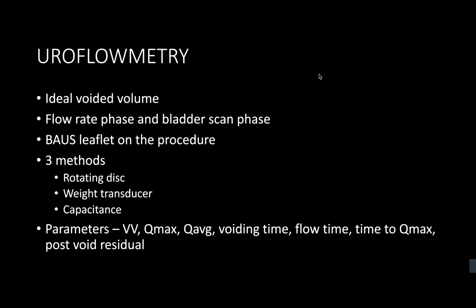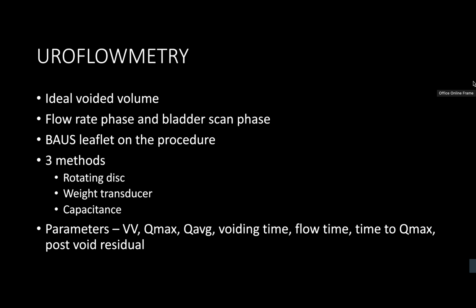Okay, so what are all the parameters you will be measuring in uroflowmetry? So I will measure the minimum voided volume, the maximum flow rate in mils per second, the average flow rate, the time taken to void, and there will also be measurements of the residual bladder volume. Okay, you can also measure the flow time and time to Qmax.